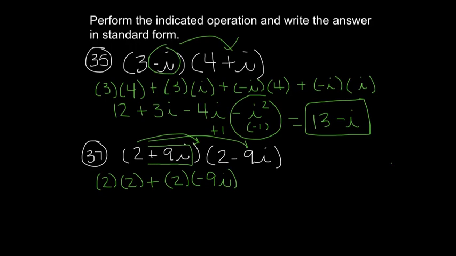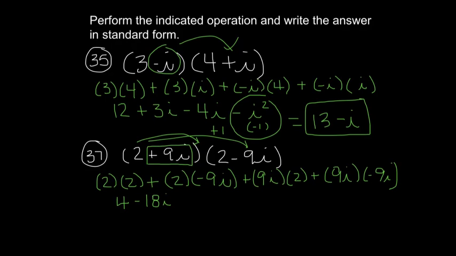Then I'll take that 9i and do the same thing. So plus 9i times 2, plus 9i times negative 9i. If I clean this up, 2 times 2 is 4, plus 2 times negative 9i is minus 18i, plus 9i times 2 is plus 18i, and then I have minus 81i squared. Well, if you notice here, the minus 18i and the plus 18i cancel each other out.